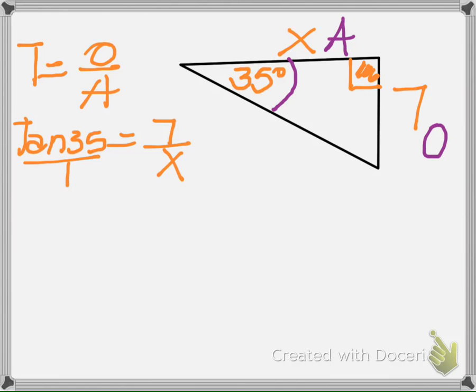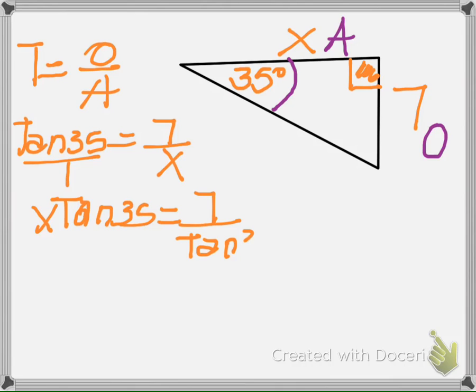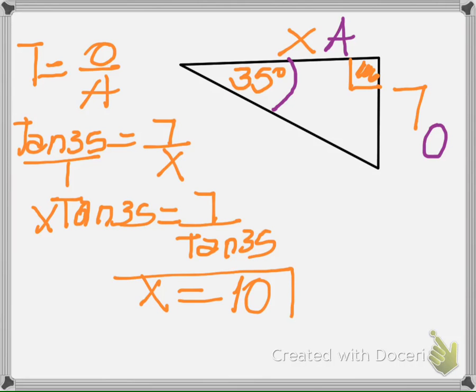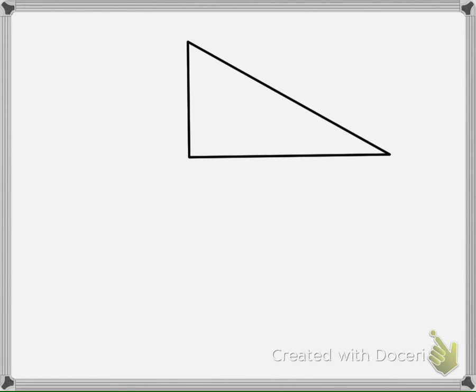So how do you solve for x? I need to cross multiply. X times tangent of 35 degrees equals 7. So how do I solve for x? I need to divide by tangent of 35 degrees. So I put that in the calculator, and my answer is going to be x equals 10.